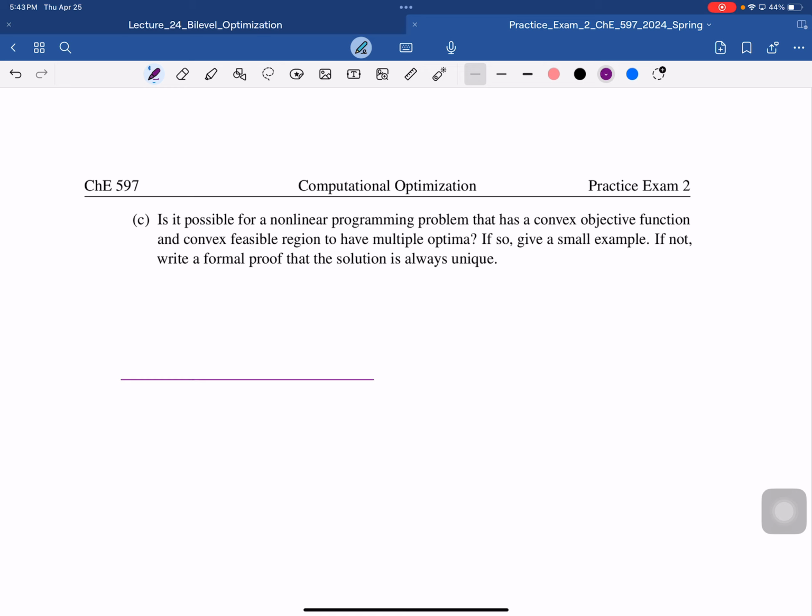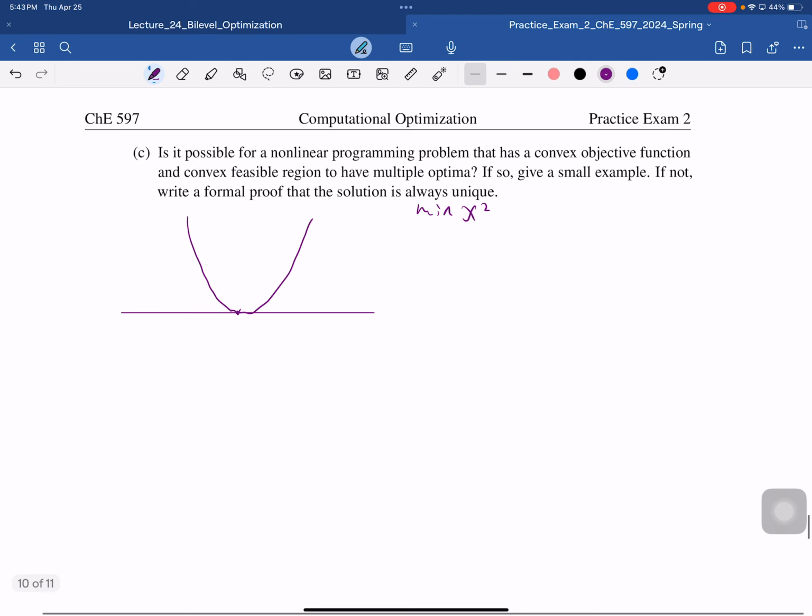So if you consider a smooth function like minimize x squared, this is x equals 0. For this problem, the solution is unique, right? Because the objective is strongly convex. There is only a unique solution. But we didn't say whether the convex function has to be smooth or not. You can modify this function a little bit, let's say this is 0, this is 1, this is minus 1.